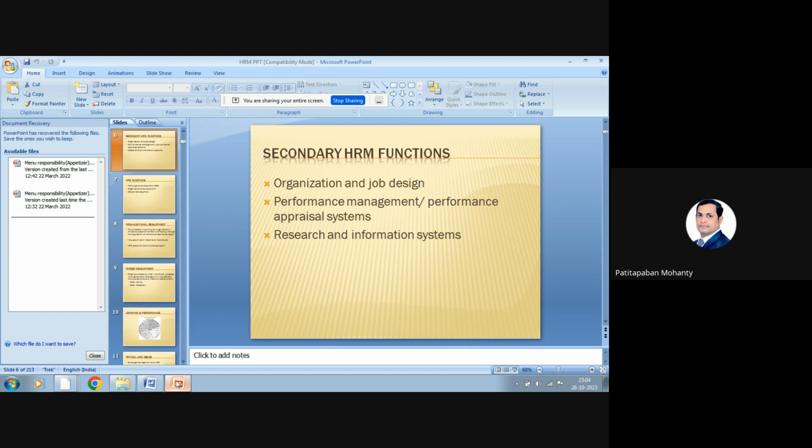These are the secondary functions that a particular HRM department needs to perform for its employees. So you also need to know the various secondary HRM functions that are performed to make the organization healthy and to make the employees more directed towards performing their work on a daily basis. Because if the employees are motivated, the output will also be enriched, or the output will also be more.